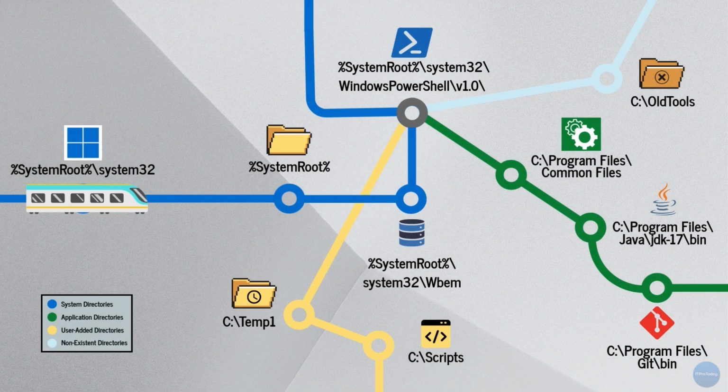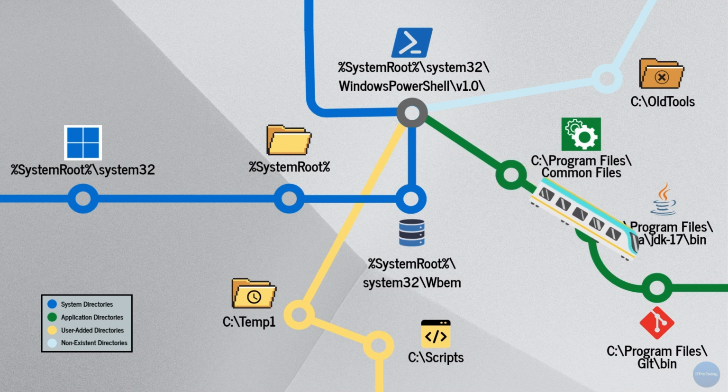Hello, greetings, and welcome. I'm Brian Posey, and today I want to show you some problems that can occur as a result of the way that the system path is configured. And I also want to show you how to use PowerShell to detect and help resolve some of those problems.